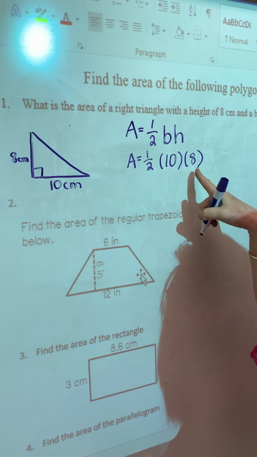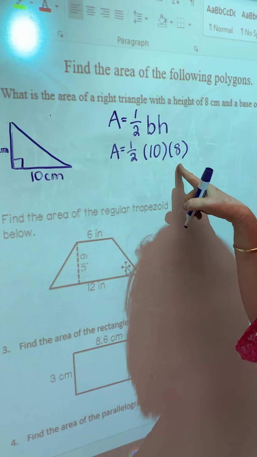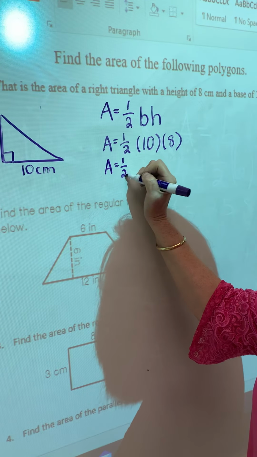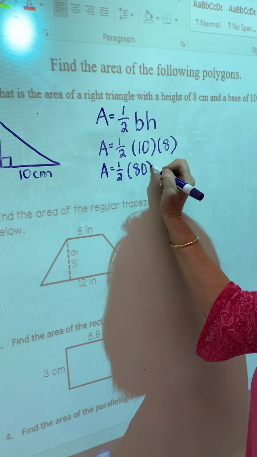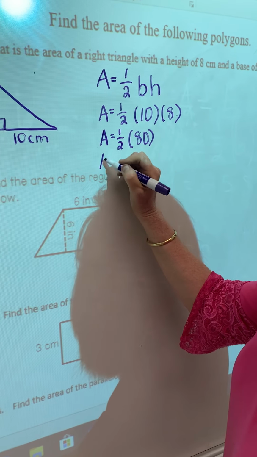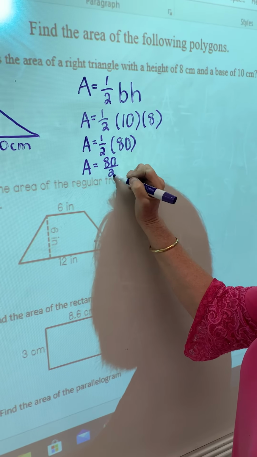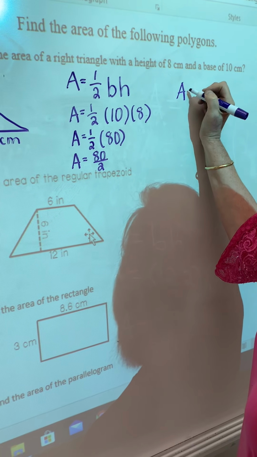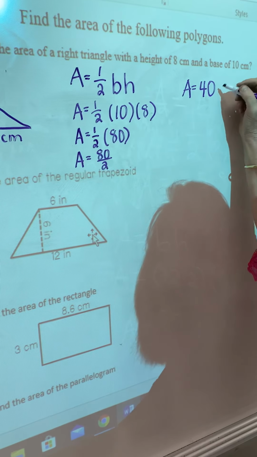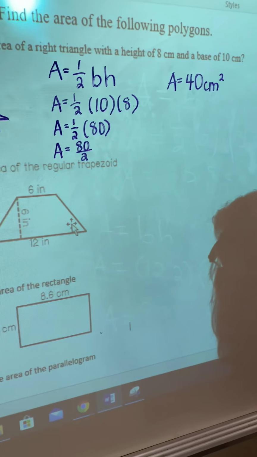Now I'm going to multiply these two together. I have 10 times 8 and I get 80. And then when I write this, I'm going to keep that 1/2. I have 1/2 times 80, or another way to say that is going to be area is equal to 80 divided by 2. And my answer will be area is equal to 40, and I have to put in those units, centimeters squared. We are doing the square area.